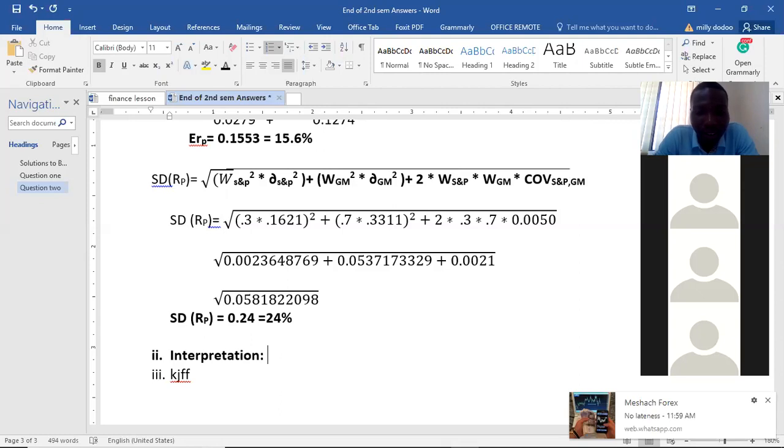Oh, okay. So the standard deviation doesn't mean expected return. No, it doesn't have any indication on that. Debbie.